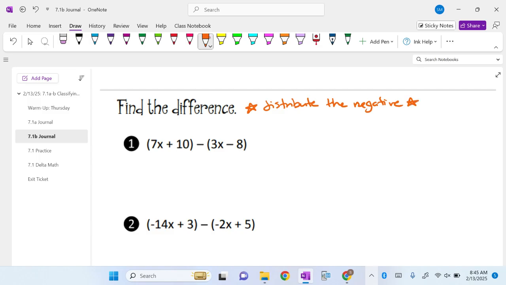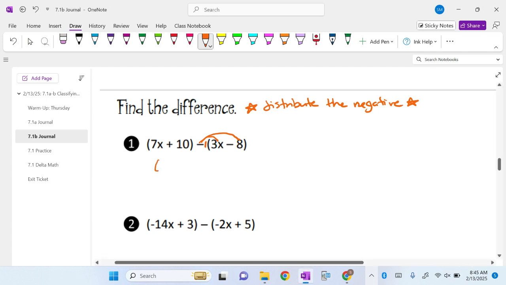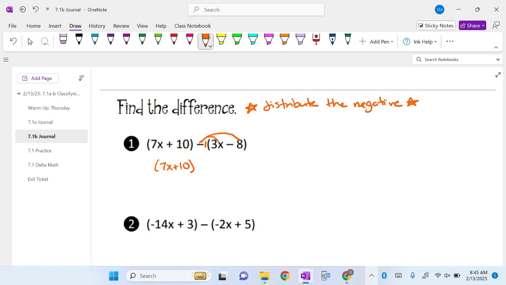So we're going to distribute the negative to these two terms. And remember, that's the same thing as multiplying by negative 1. So I still got 7x plus 10. But now I have minus 3x, because positive times negative is negative, and then plus 8, because a negative times a negative is a positive.